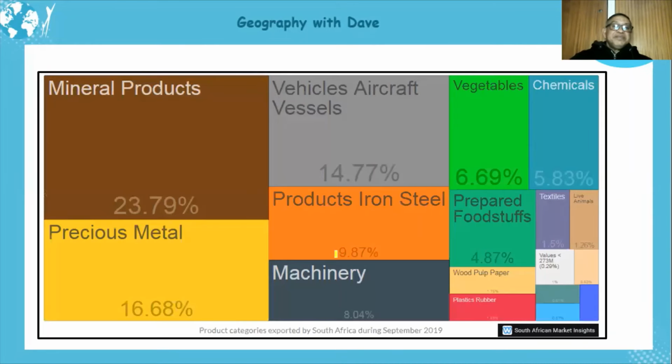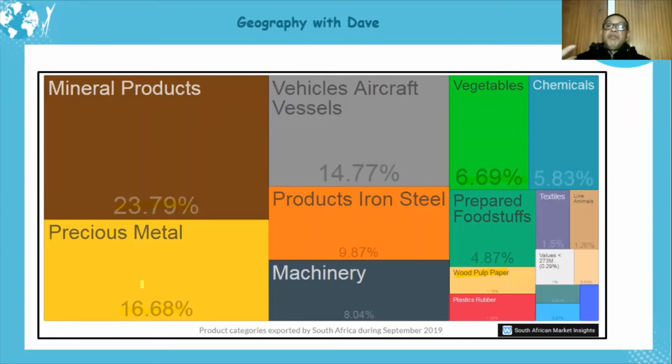Let's look at this one in terms of exports. And you ask, why have I got this here? There are some problems here. We take precious minerals, 16.68%. We take our vegetables, our wood, pulp, paper. We take our mineral products. So more processing of goods will be better.